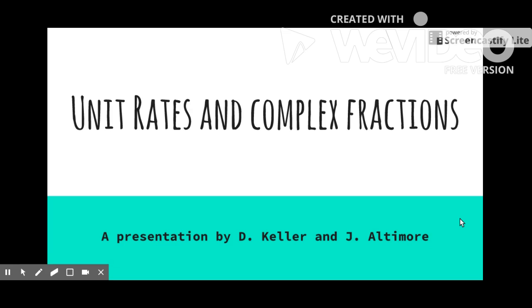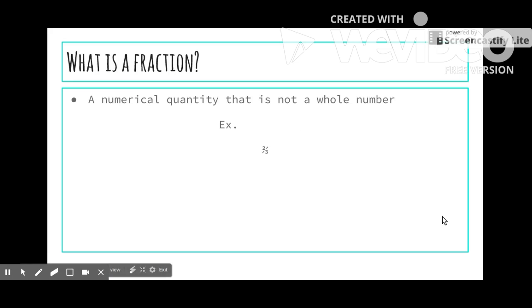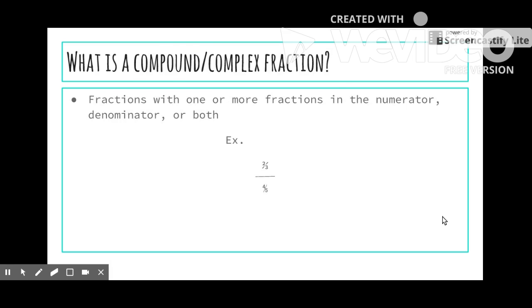Hi, I'm Jess. Today we will be teaching you how to find the unit rate with complex fractions and how to solve problems with complex fraction unit rates. A fraction is a numerical quantity that is not a whole number. A complex fraction is a fraction in which the numerator and/or the denominator contains one or more fractions.